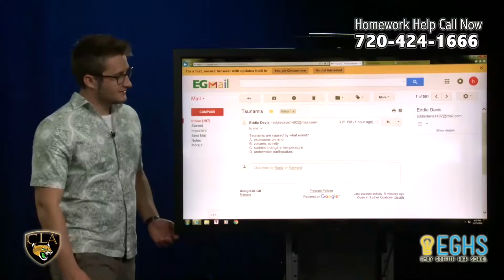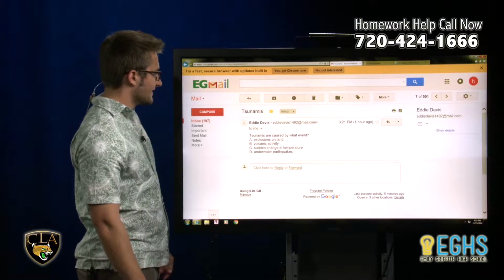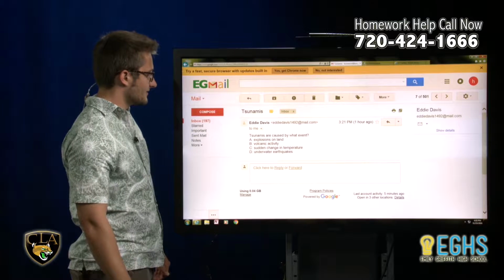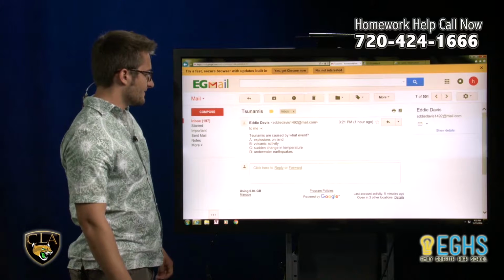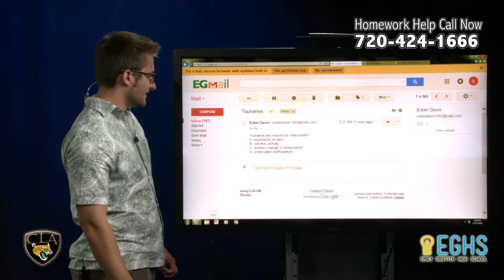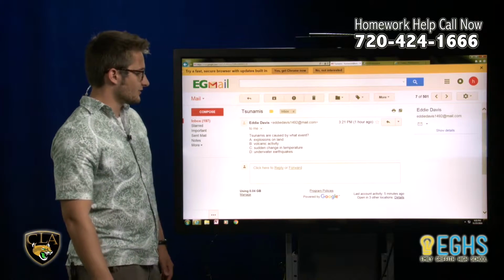All right. I have a science question here about tsunamis. And the question is, tsunamis are caused by what event? Explosions on land, volcanic activity, sudden changes in temperature, or underwater earthquakes?